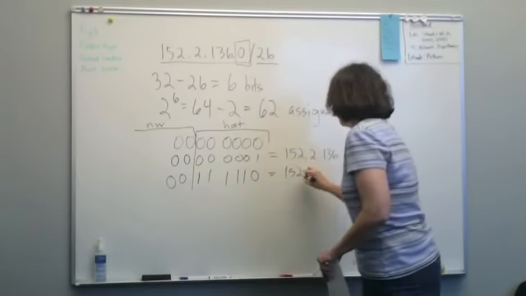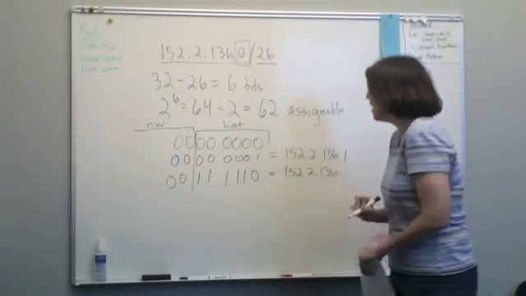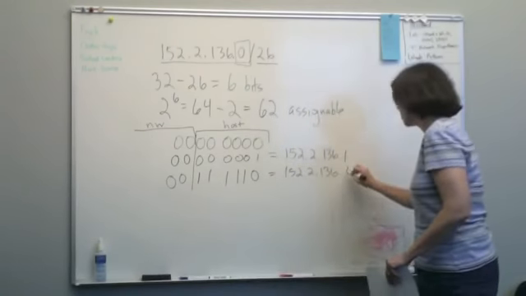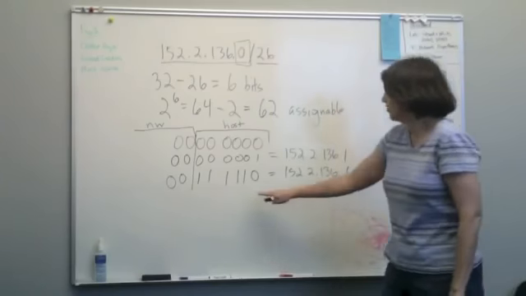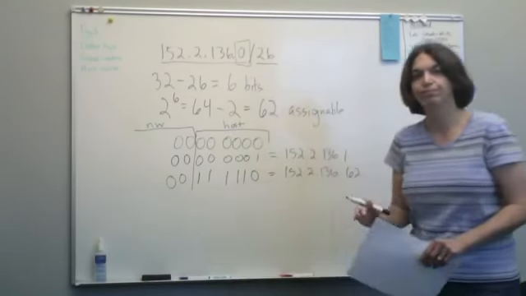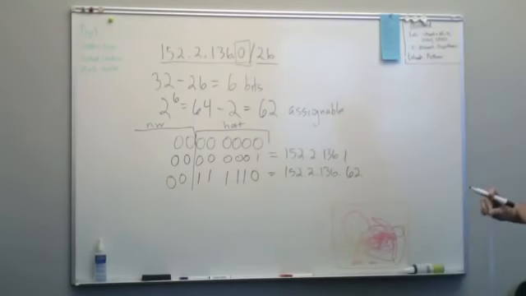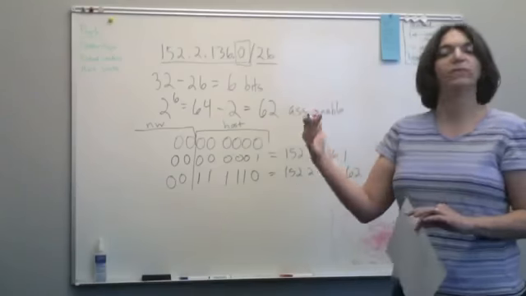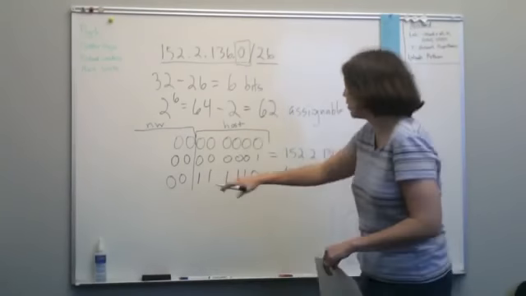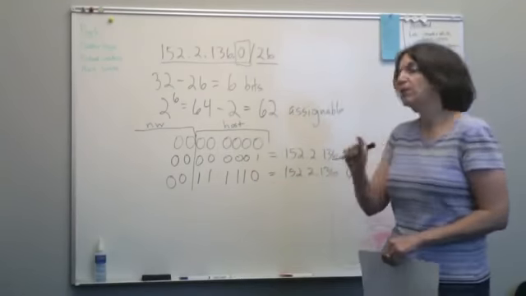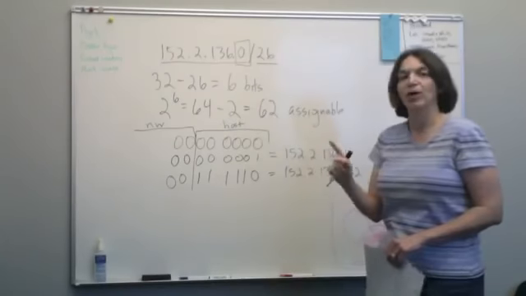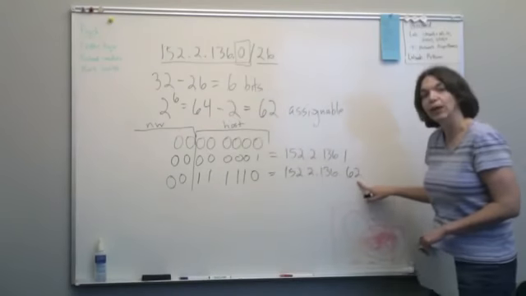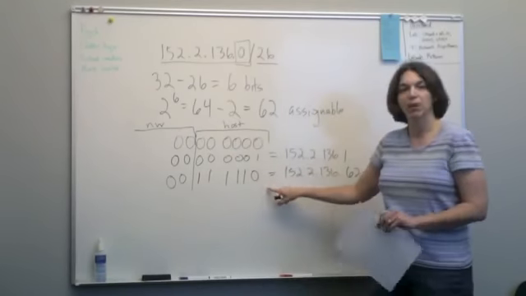So 152.2.136 stays the same, and now we end up with 62. And so that's what this is. Okay. So the broadcast address in this case, you may be used to thinking of the broadcast address as 255 with all 8 bits being 1, but in this case, for this network, the broadcast address is 152.2.136.63, just the host bits being 1.